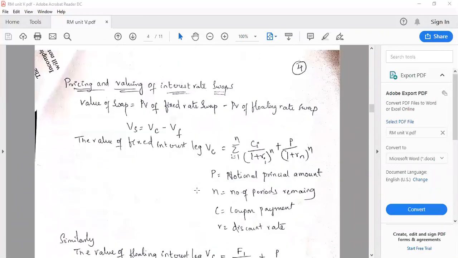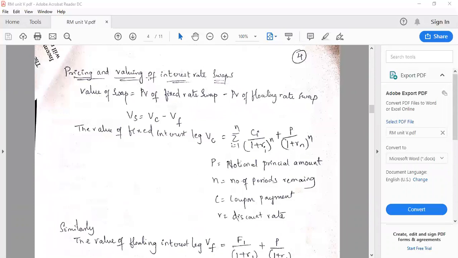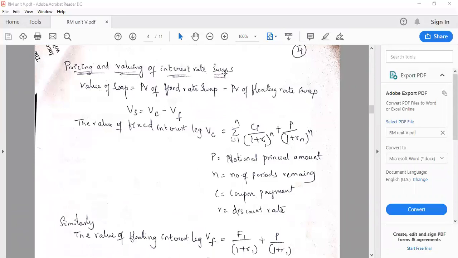Now let us see how the pricing and valuing of interest rate swaps takes place. So the value of the swap, how will you get the value of the swap? It is the present value of the fixed rate swap minus the present value of the floating rate swap. Fixed minus floating. So in mathematical representation, Vs is equal to Vc minus Vf, where Vs is the value of the swap, Vc is the value of the fixed rate swap, and Vf is the value of the floating rate swap.